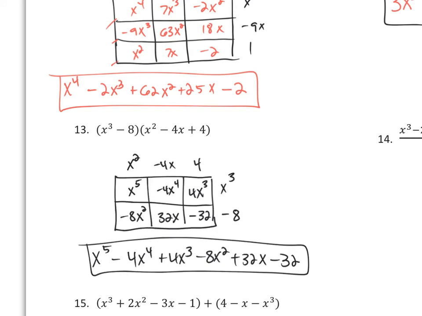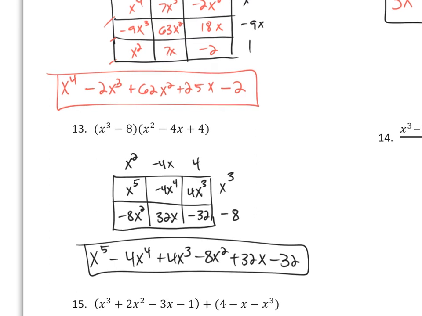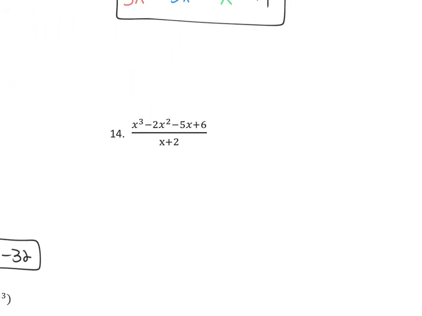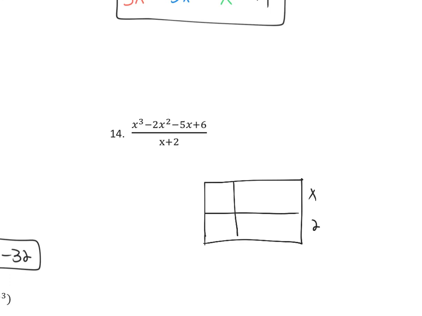Continuing with another division problem, I'm going to make my boxes. I've got x and 2, and then I need 3 spaces using my formula that I know. If you don't know the formula, that's okay. It's a good guess and check. So x to the 3rd, negative 2x squared, negative 5x, and 6. Got x to the power of 3, makes that x squared, makes that 2x.